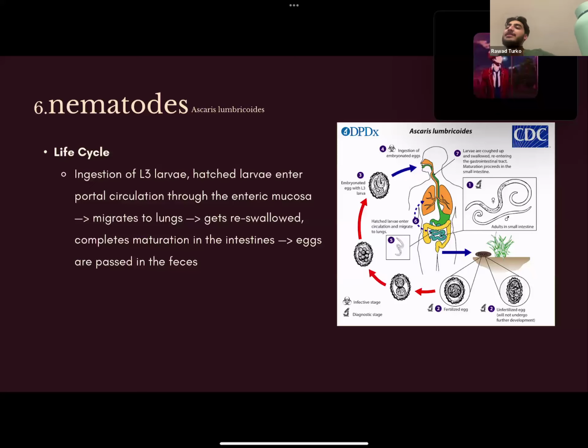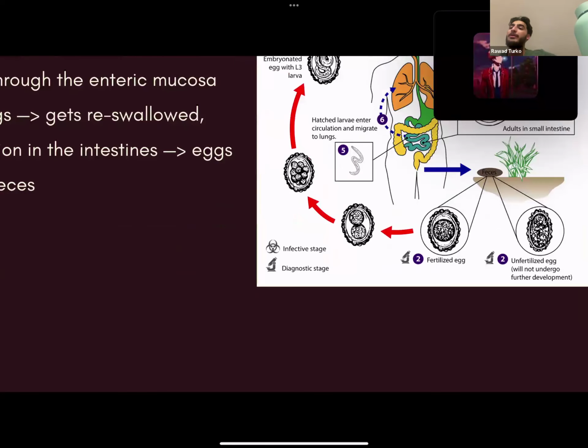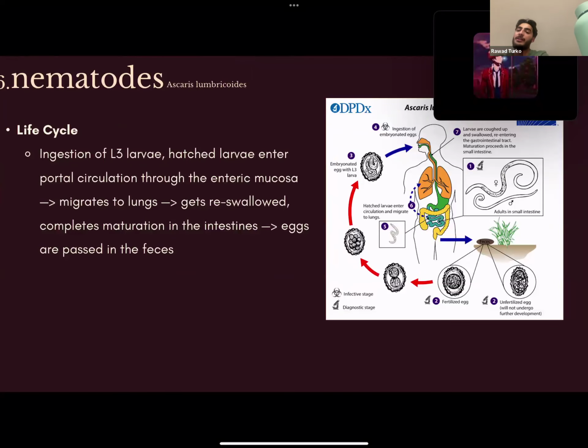So once it's in the lungs, that's when it'll cause the Loeffler syndrome and the lung irritation and the coughing and all those things. And then once it's back in the GI tract, that's where it's going to cause the abdominal symptoms. Okay, does that make sense?